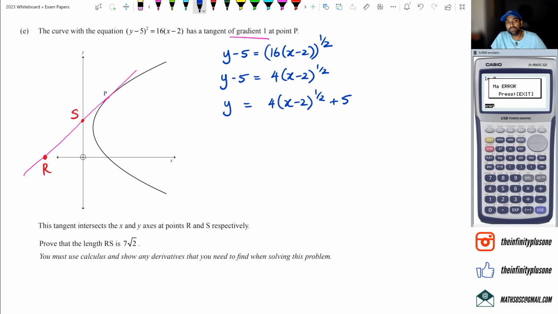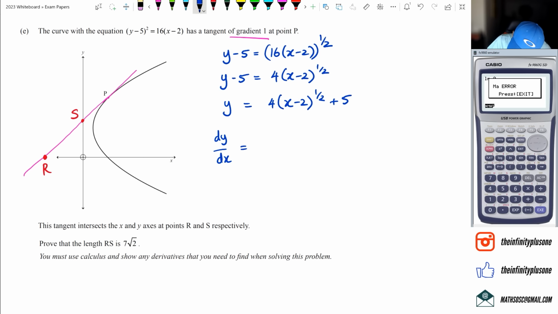Cool. So this is pretty much my equation. Now, some of you might be thinking, can I actually use implicit differentiation? If you're comfortable doing implicit differentiation for this, by all means, go for it. If you don't know how to do it, then this is probably the method you could go with as well. Either way, you're still going to end up with dy/dx, which you need to put equal to 1 to work it out.